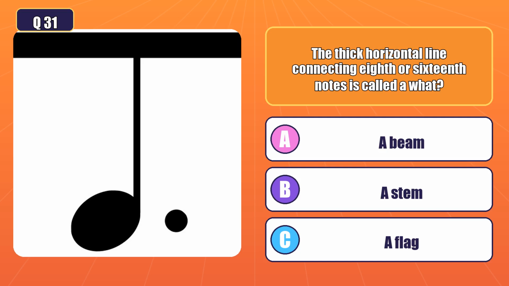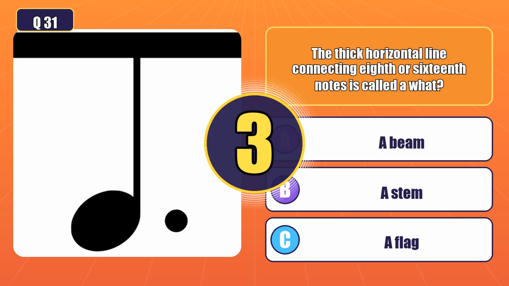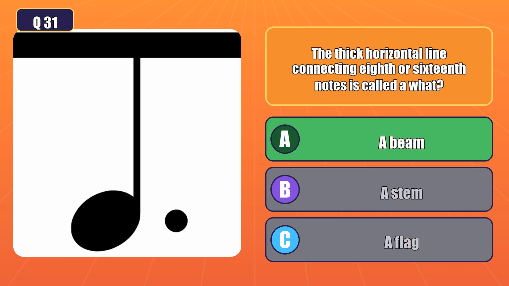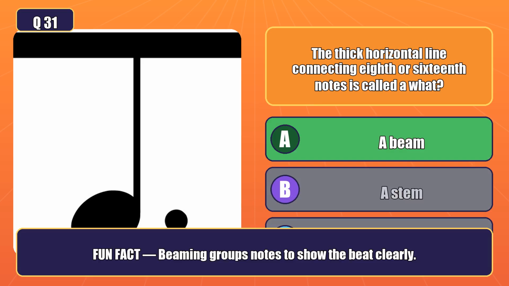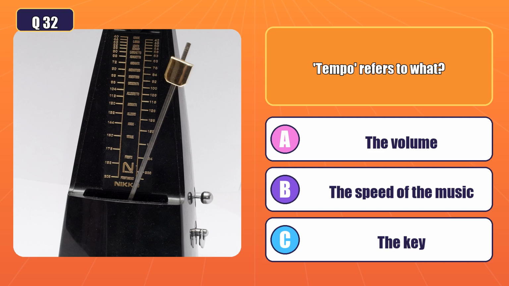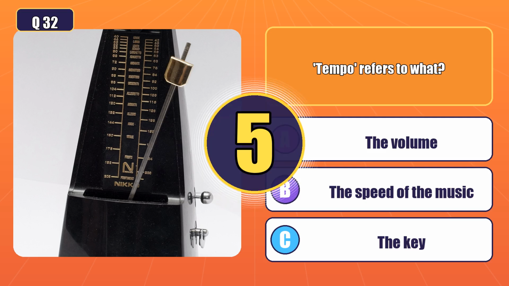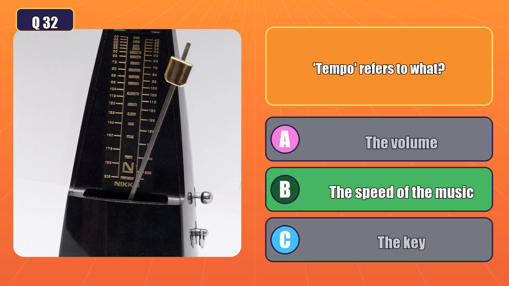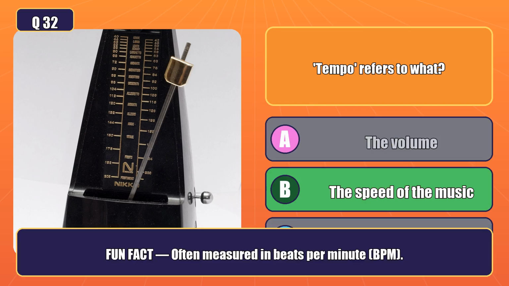Question number 31. The thick horizontal line connecting 8th or 16th notes is called a what? The answer is a beam. Fun fact, beaming groups notes to show the beat clearly. Question number 32. Tempo refers to what? The answer is the speed of the music. Fun fact, often measured in beats per minute, BPM.